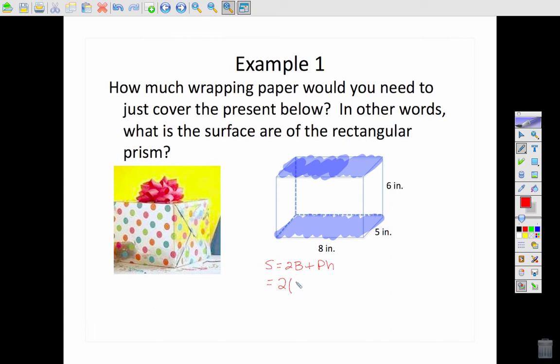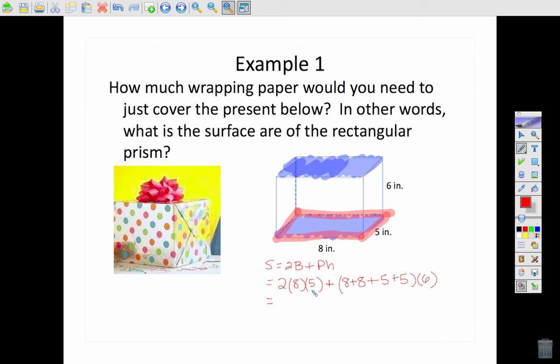So we have 2 times the area of a rectangle, which is just 8 times 5, base times height, length times width, plus the perimeter. So remember, our perimeter of one of the bases is what we're looking for. So we're looking at that outside edge. So to find perimeter, remember, we just add all the sides together. So we have 2 8-inch sides and 2 5-inch sides. And we're going to take that times the height, which is 6.